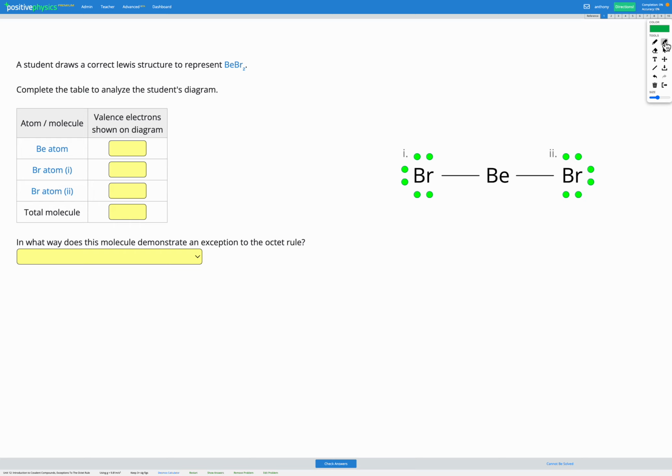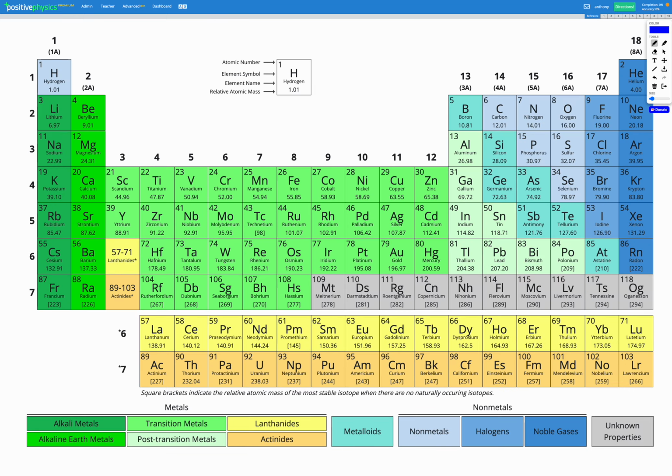In this skill, we're going to be looking at correct Lewis diagrams and looking at the number of electrons to figure out what's unusual about these molecules. So firstly, we have BeBr2, shown in the diagram, 1 beryllium atom and 2 bromine atoms. So let's just go to our periodic table and have a look at those.